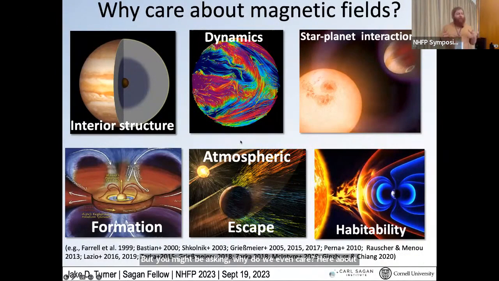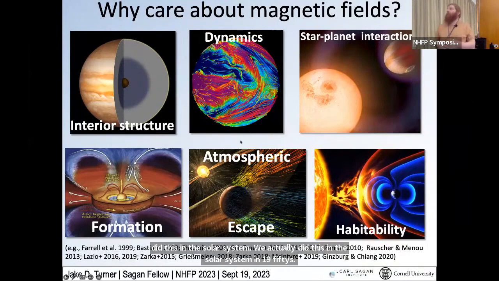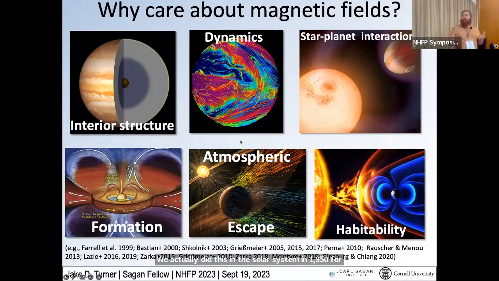The main reason is that if you detect the magnetic field, you know there's a dynamo in the interior, and you can learn something about the interior structure of the planet that way. We actually did this in the solar system in the 1950s for Jupiter for the first time, before we even sent spacecraft there. Eventually the Voyager missions did that for Saturn, Uranus, and Neptune. We were able to learn very interesting things about their interiors that we otherwise couldn't unless we sent a probe there. And the probes actually confirmed what we found from the magnetic field observations, as well as dynamics.